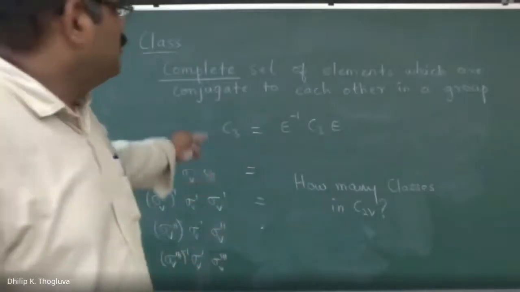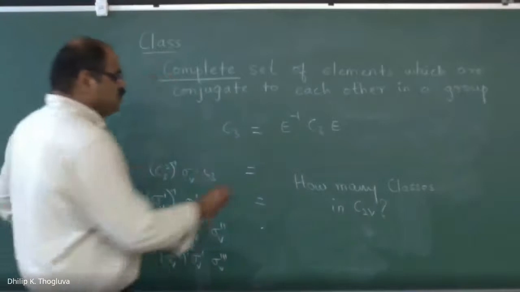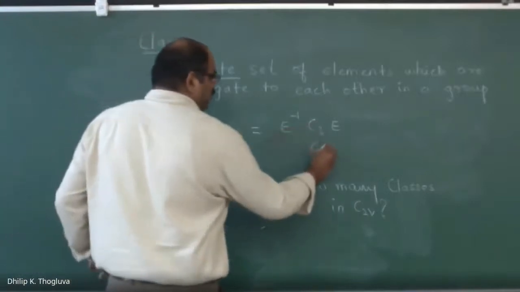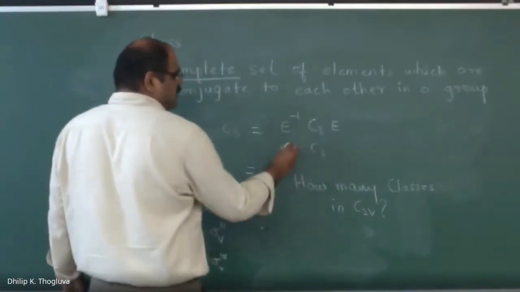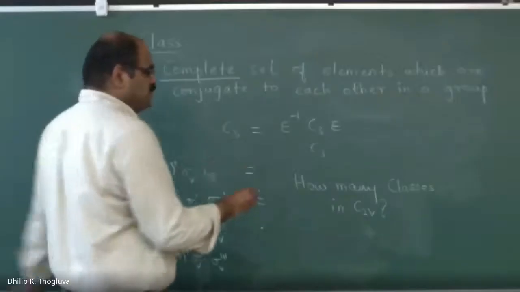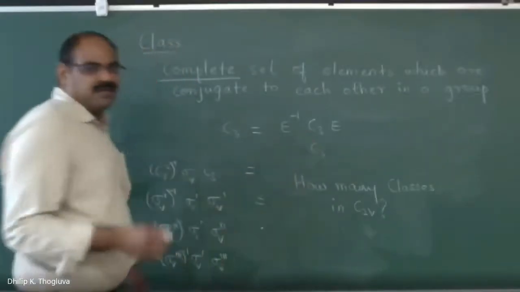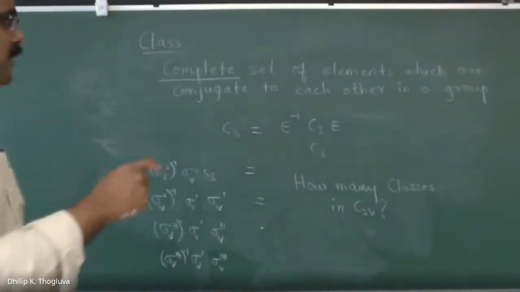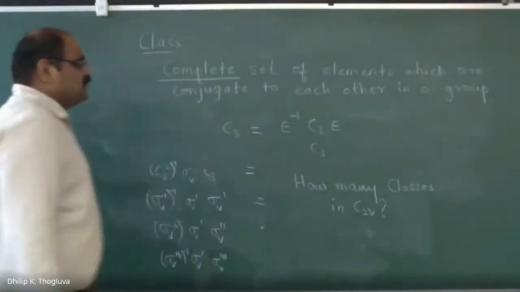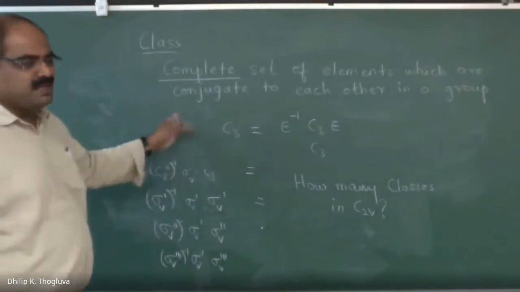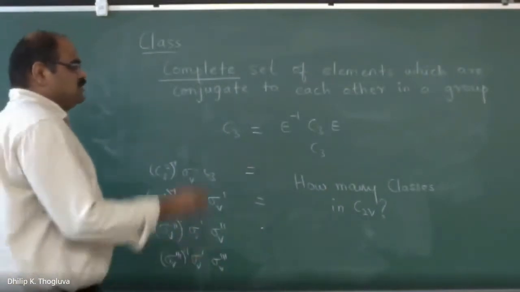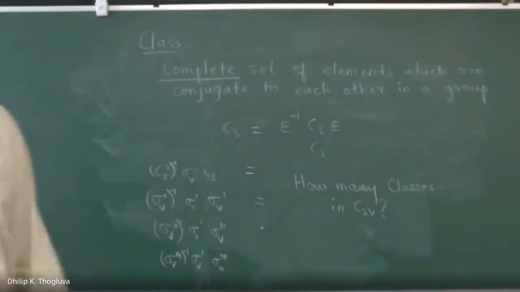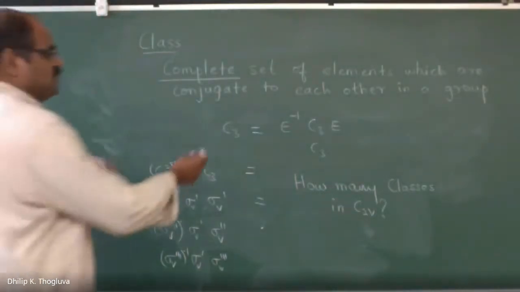The set will be incomplete when we take only C3. Yes, it's incomplete, that's what I'm saying. You have to contain a complete set. So you have to not just take E, but operate with the remaining elements. You have to take the complete set and see the result, either C3 or C3 squared, as conjugates. Then these two constitute a class, not just one element.